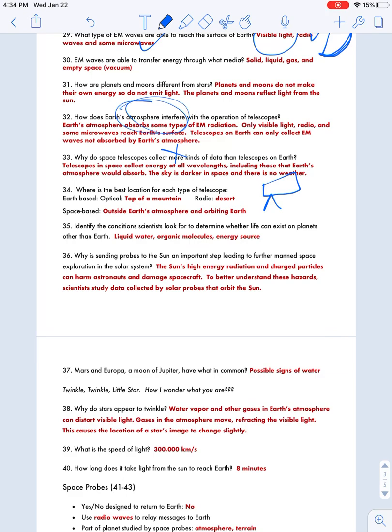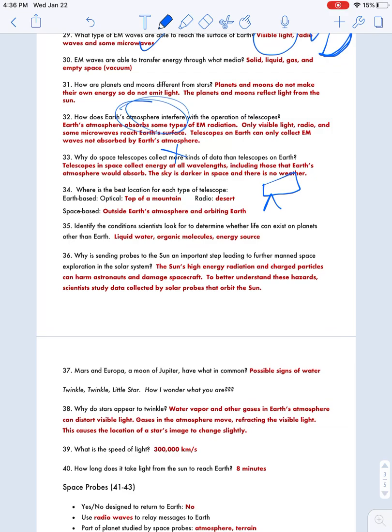The speed of light is 300,000 kilometers a second. I know if you Googled it, you got like 299,998, something like that. How long does it take for the light from the sun to reach Earth? Our textbook supports 8 minutes. If you were to have done some sort of Google or Wikipedia search, I believe you got 8 minutes and 20 seconds. We're just going to go with 8 minutes here.